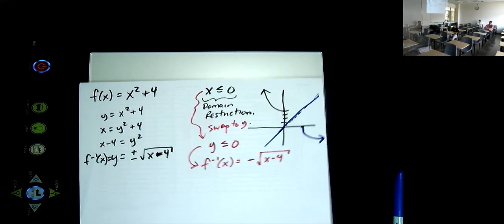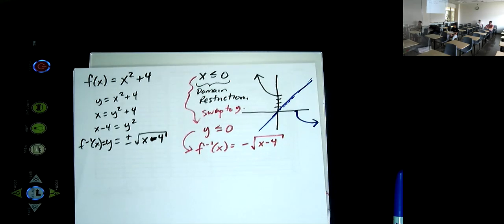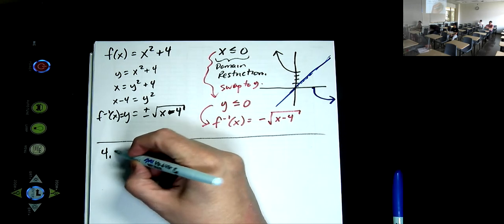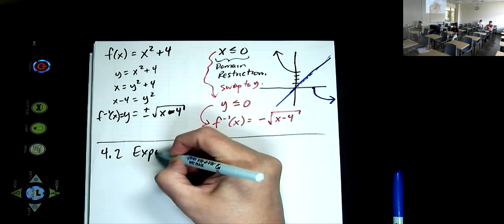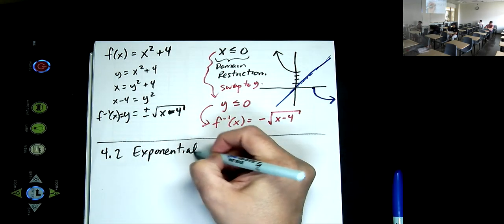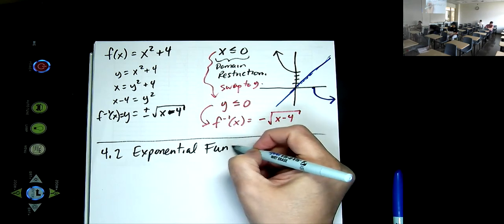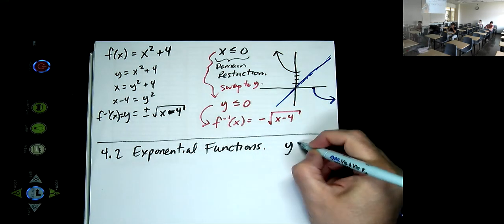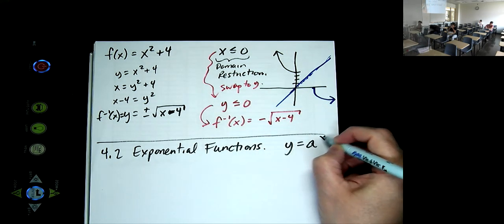No problem. I'm glad you asked. Let's take a look at 4.2. 4.2 is on the exponential functions. Functions of this form come in the form y equals a to the x power.